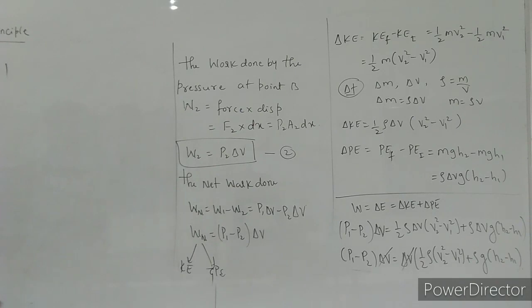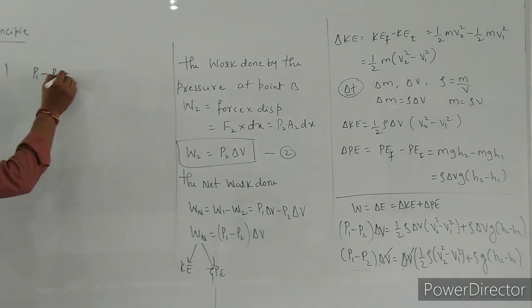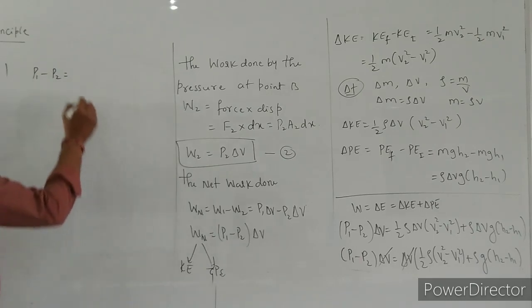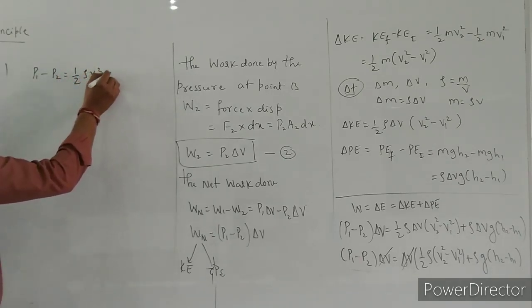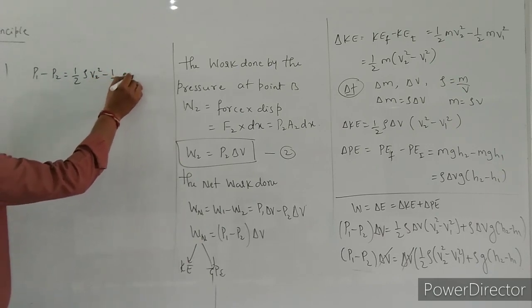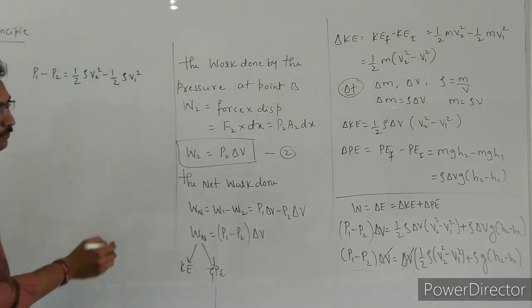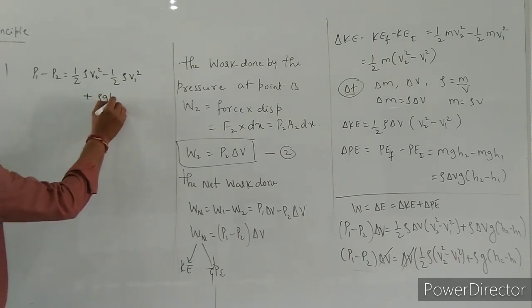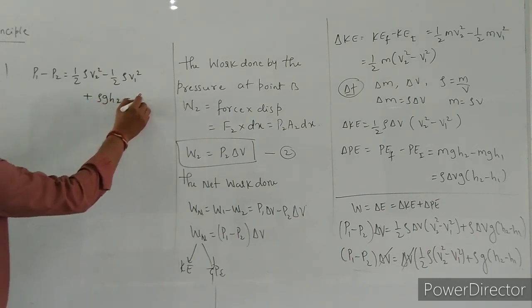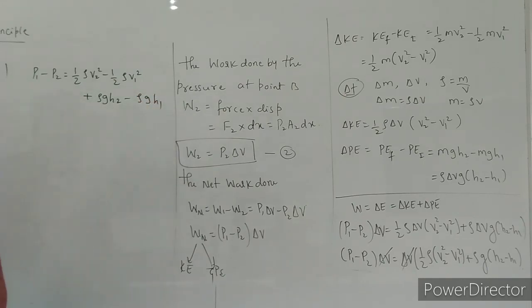See here, the equation becomes P1 minus P2 is equal to, multiplying this out, 1 by 2 rho v2 square minus 1 by 2 rho v1 square plus rho g h2 minus rho g h1. So after that, rearrange the equation here.